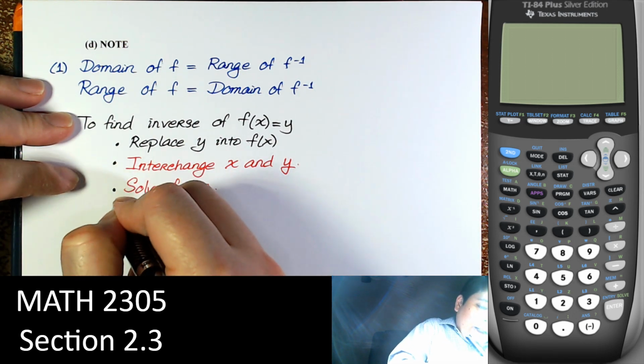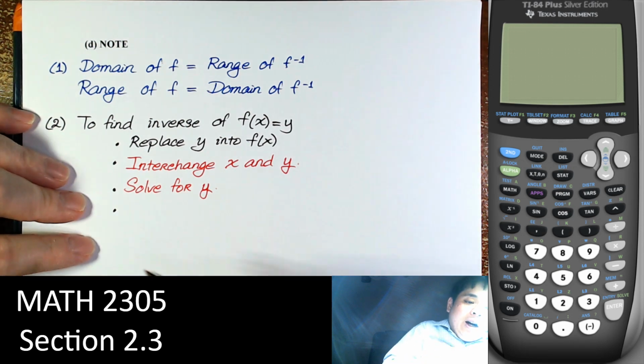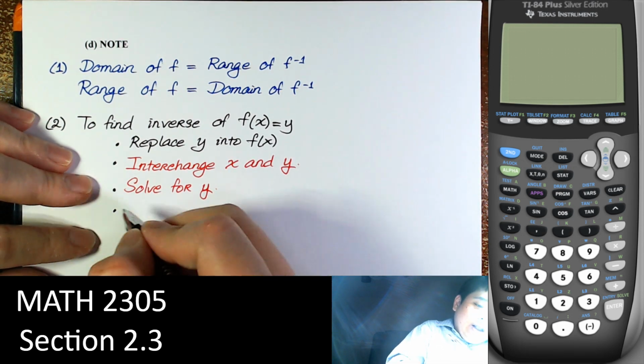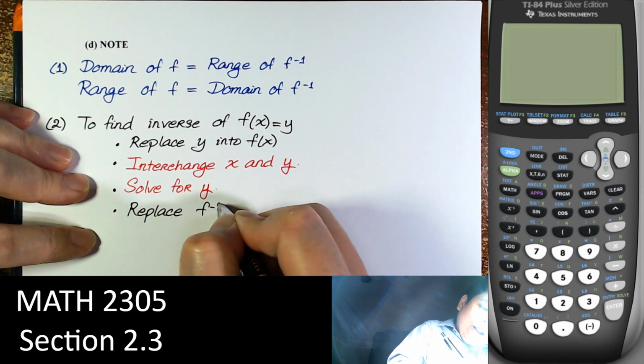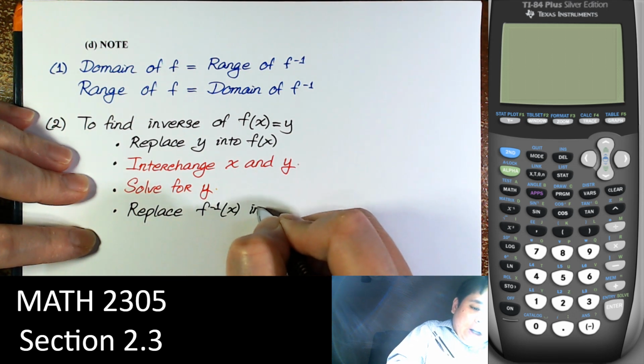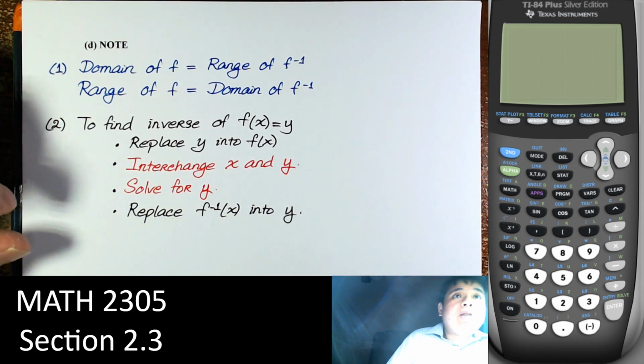And finally, just use the proper notation. We'll replace y back with the proper notation, f inverse. That's how we find the inverse.